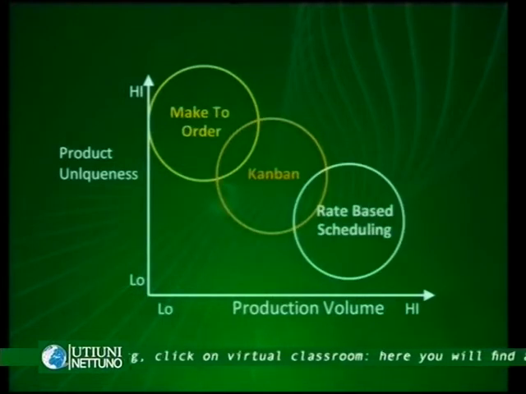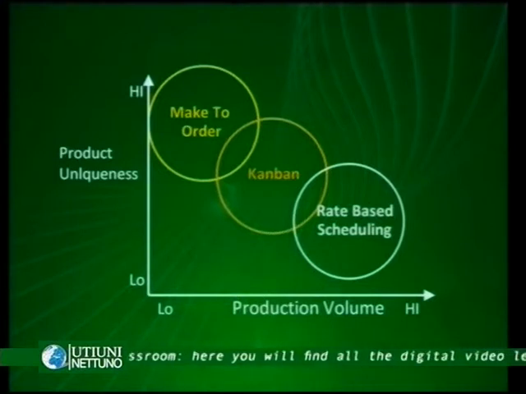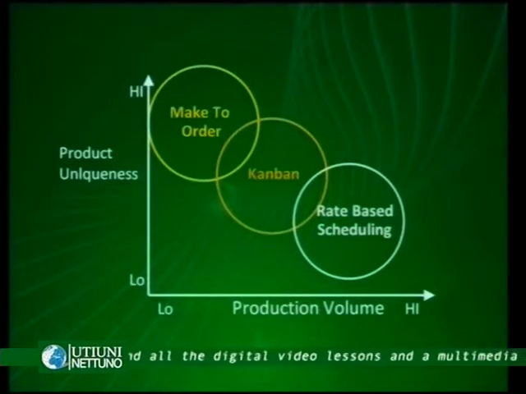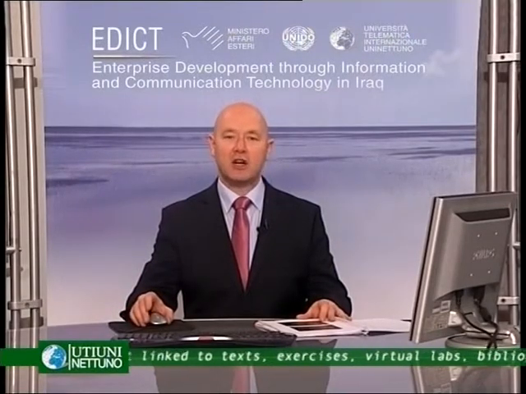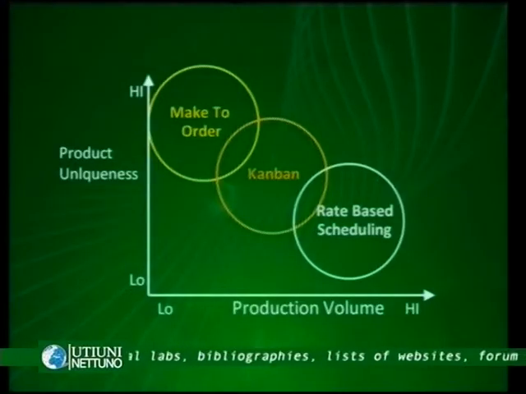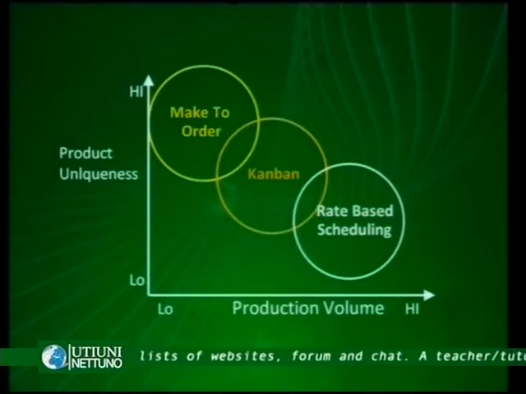In this graphic, we try to demonstrate when the different types of production control systems are most appropriate. If we start with make-to-order, you will see that a make-to-order system is most useful where the product is highly unique and where the production volumes are not high, where they might be low. Make-to-order means that products are made specifically for a customer. So product uniqueness is an important factor.